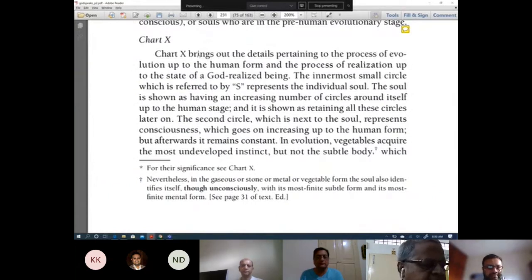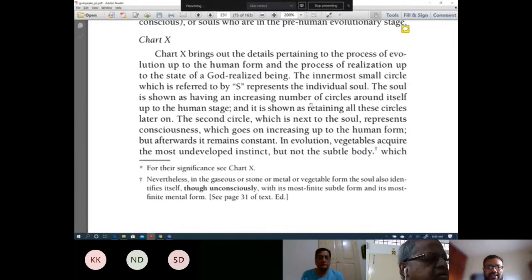Chart 10 brings out the details pertaining to the process of evolution up to the human form and the process of realization to the state of a God realized being. The innermost small circle, which is referred to by S, represents the individual soul. The soul is shown as having an increasing number of circles around itself up to the human stage, and it is shown as retaining all these circles later on. The second circle, which is next to the soul, represents consciousness.